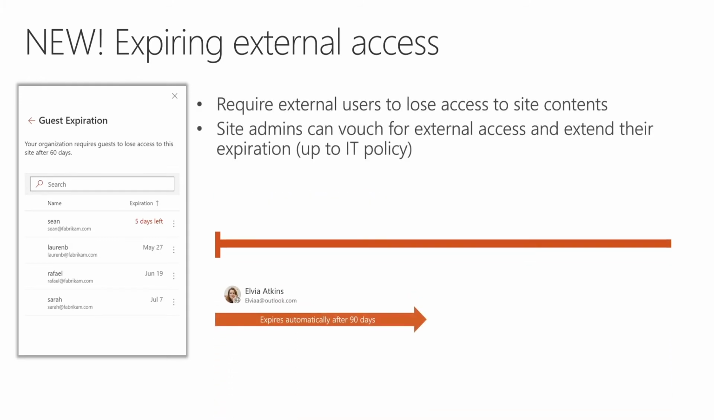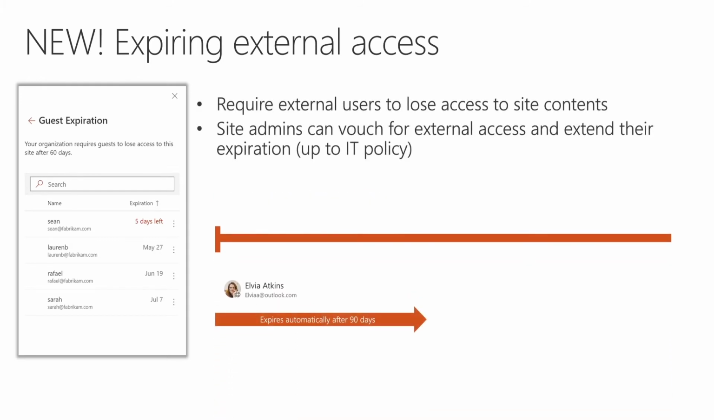Let's imagine we've set up a policy of 90 days. And on day one, I'm gonna invite Elvia to my site collection so we can begin collaborating and working together. And she gets her own 90-day expiration date stamped. Say 30 days later, let's invite Tim to the site, and Tim gets his own unique expiration date, so I can manage those partnerships separately.